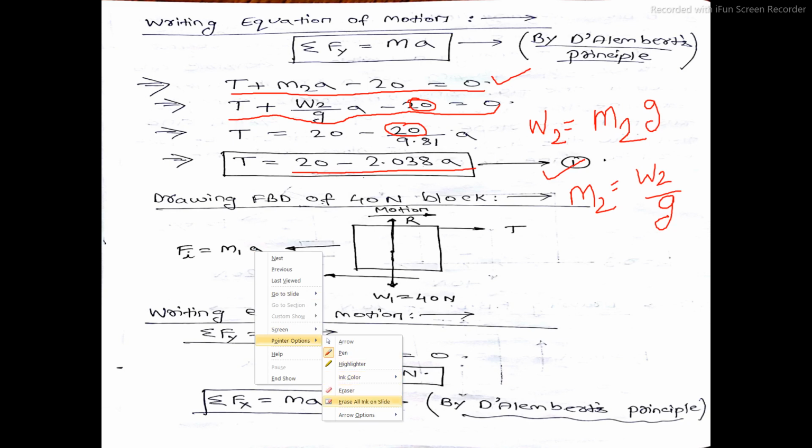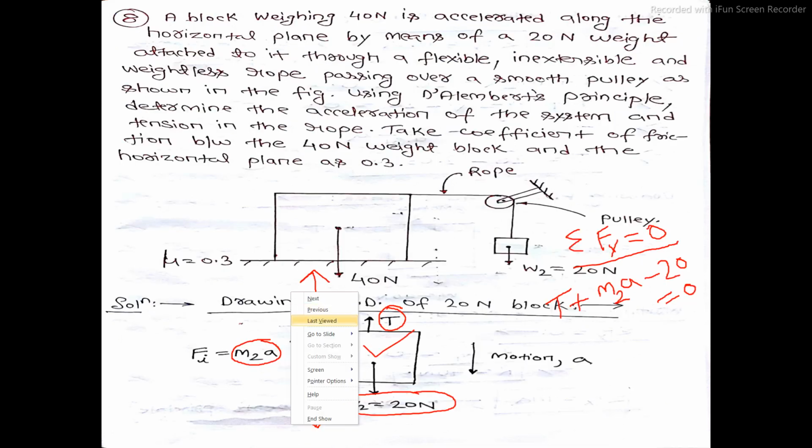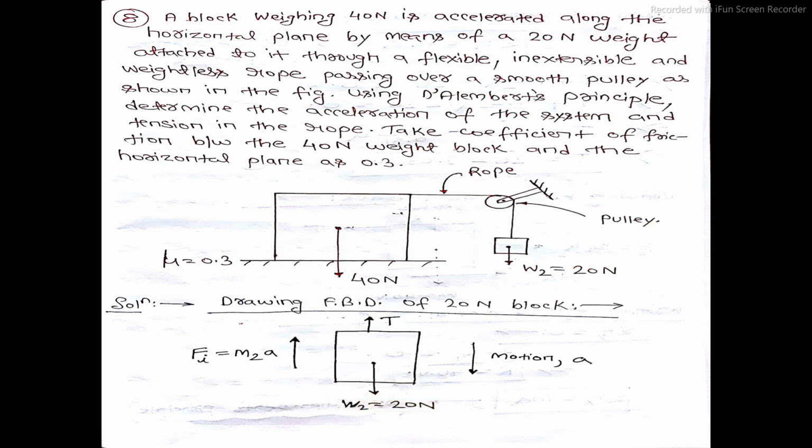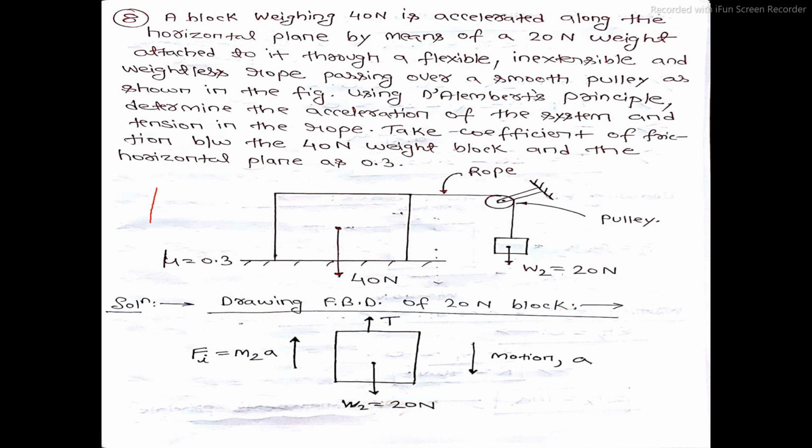Similarly, for the bigger block, let us draw its FBD and then we will write down the force equilibrium equation for the bigger block. So this is your bigger block. Now on this bigger block, how many forces are acting? The first force is weight of the block acting vertically downward. Let the weight of the block be denoted by W1, given as 40 Newton.